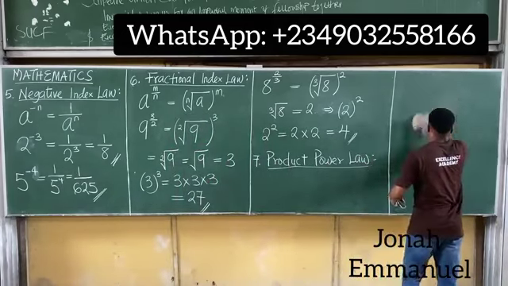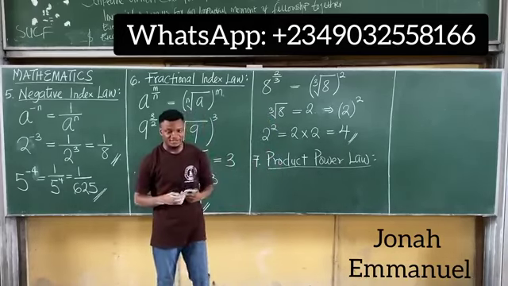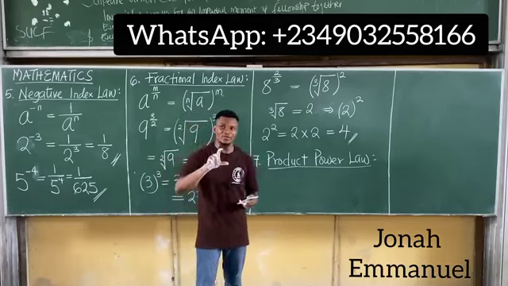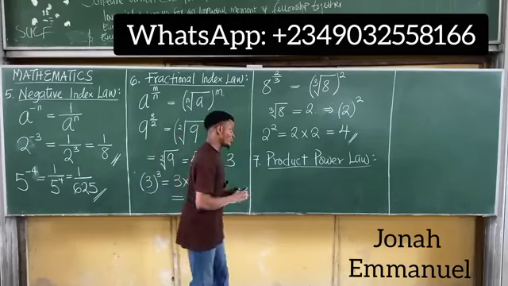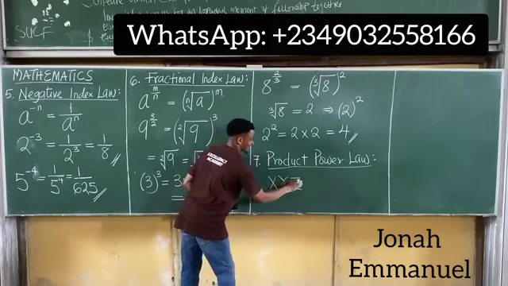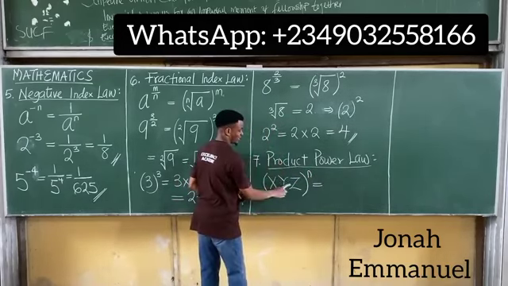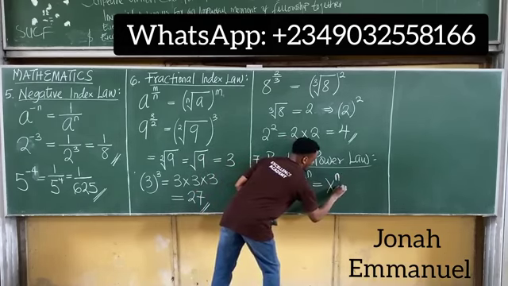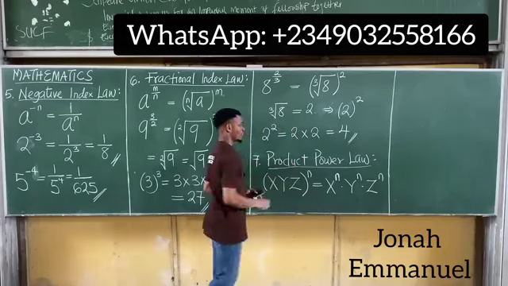From the product power law, what we have is this. If I have different terms multiplying themselves and being raised to a certain index, my answer will be equal to each of the terms raised to that index. Now, what I mean is this. If I have x, y, z, now this is x times y times z multiplying themselves, all raised to power n, this will be equal to each of the terms. We take this. That becomes x to power n times y to power n times z to power n. This is called the product power law.